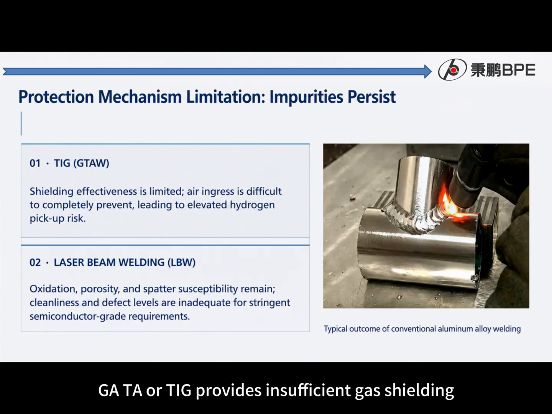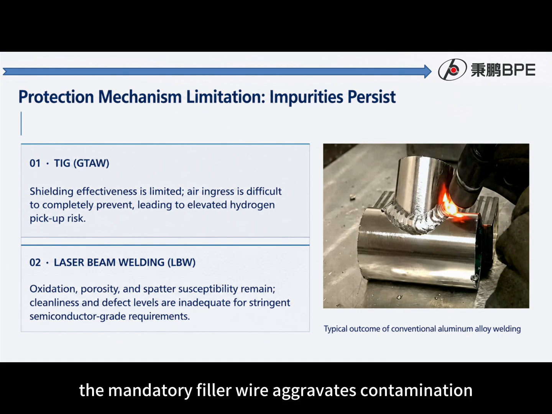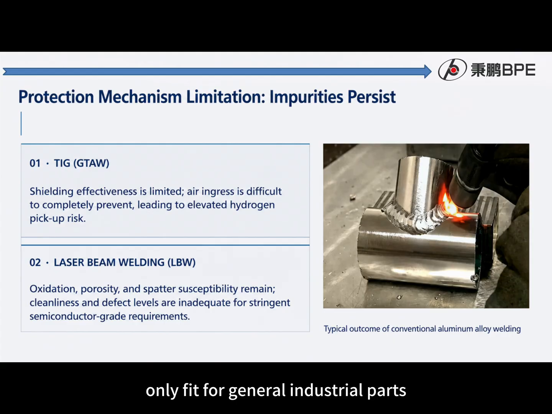GTAW or TIG provides insufficient gas shielding, prone to oxidation and slag inclusion. The mandatory filler wire aggravates contamination, only fit for general industrial parts. Laser welding works under atmospheric conditions, with unavoidable porosity, oxidation, and spatter, failing to meet ultra-high vacuum cleanliness specifications.